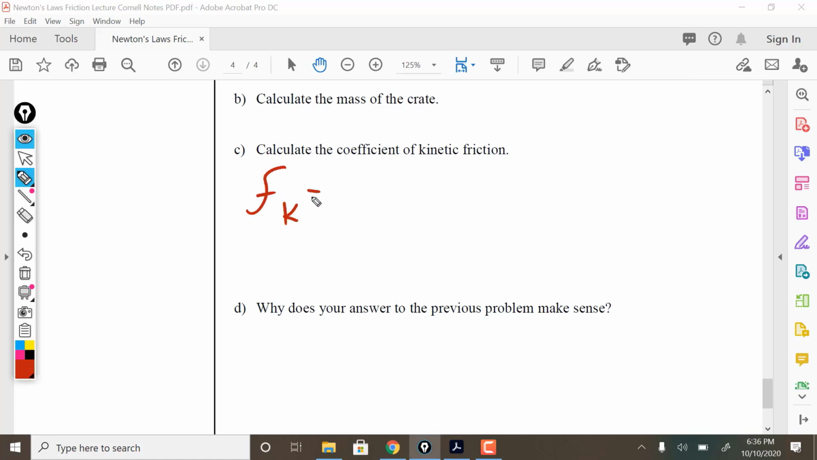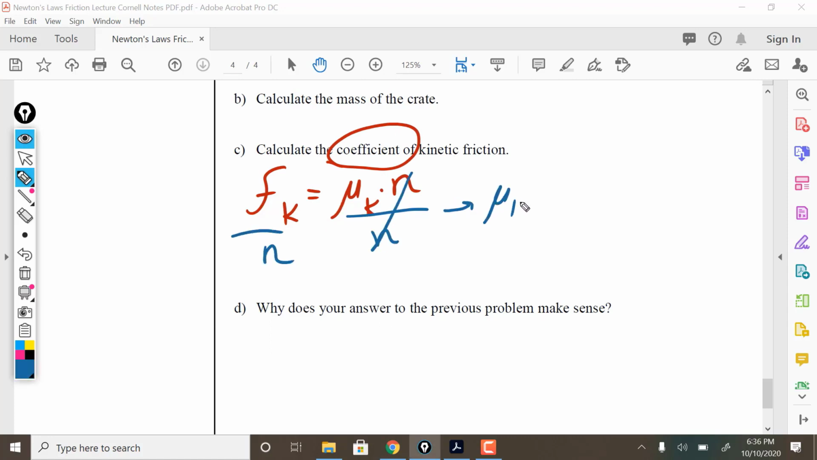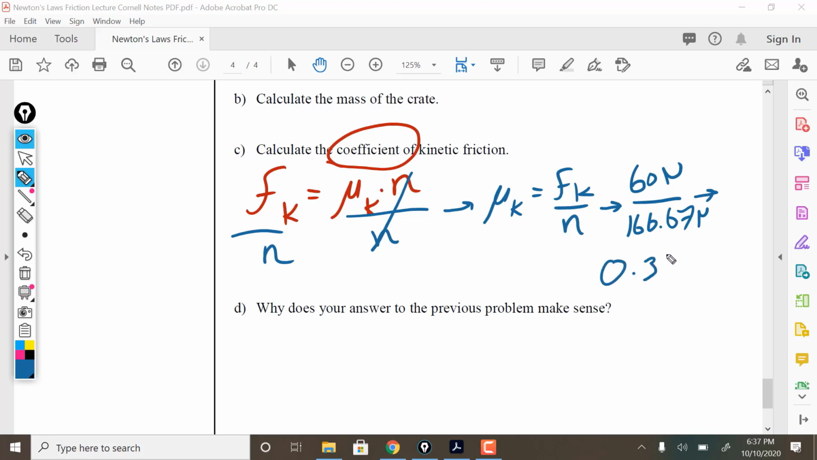You know that Fk is equal to mu k times normal. If I want the coefficient, that's the mu, so I would divide both sides by the normal. Mu k is Fk over normal. The kinetic friction was 60 newtons. Remember, they didn't tell you in the problem that this is kinetic friction, right? They said this is the friction force that needs to be overcome in order to keep it going with a constant speed. That's another way to say kinetic friction. If I divide these two, I'm going to get 0.36.